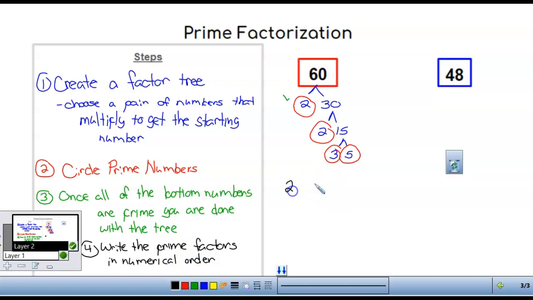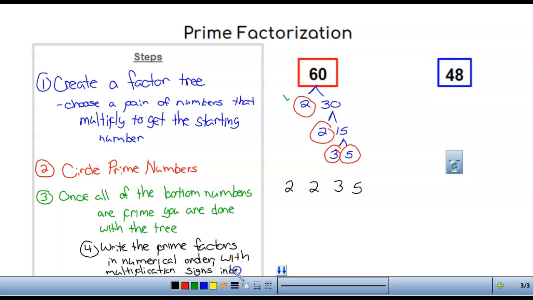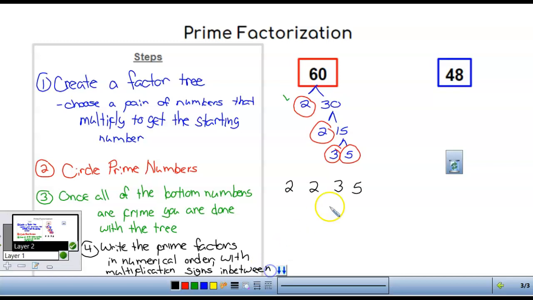Okay, so that means I got a 2, a 2, a 3, and a 5, with multiplication signs in between. I'm going to use little dots in this case. And then there's another way to write it. You can write 2 to the second power times 3 times 5. We can write this because there are 2 2's.